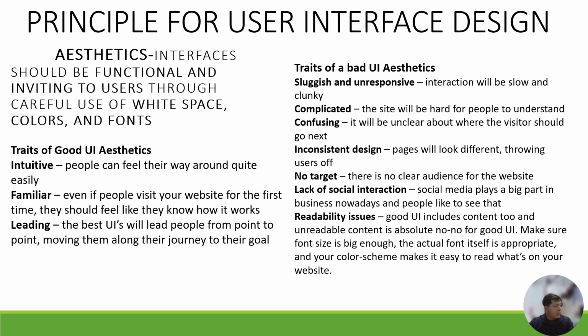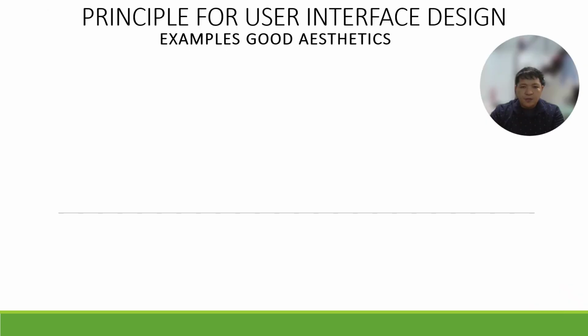And the traits of a bad UI: we have sluggish and unresponsive, complicated, confusing, inconsistent design. Okay, no target. Meaning there is no clear definition of whether the interface is for adults or children or animals or cars or pets, so it should be avoided. Lack of social interaction and readability issues. Okay, so the color schemes, as mentioned.